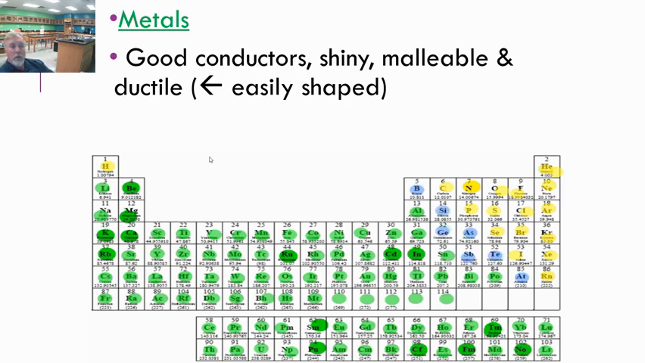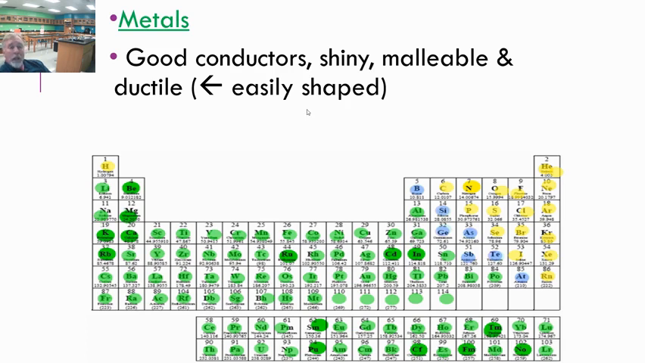We can easily take a wire, a piece of metal that's in the shape of a wire, and we can bend it into different shapes. We could take a hammer, we could smash it from being a round wire into a flat strip of metal. That's what I mean by the malleable part. You can use a hammer to change its shape, or you can just bend it. That's what we mean by ductile.